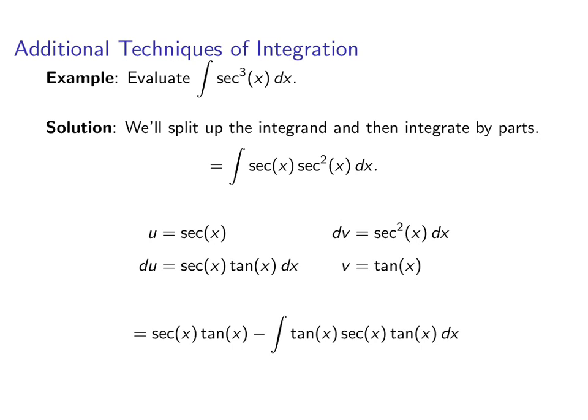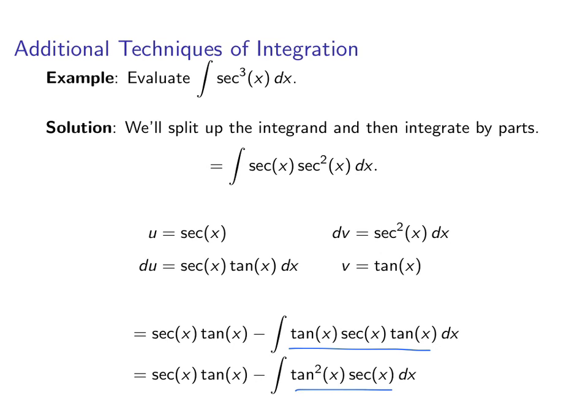We have uv. So here's uv. That shows up here. Minus the integral of v du. And so you see that here. Now let's clean up our integral there on the right side. It turns into tangent squared x times secant x. So this just got cleaned up into this guy.